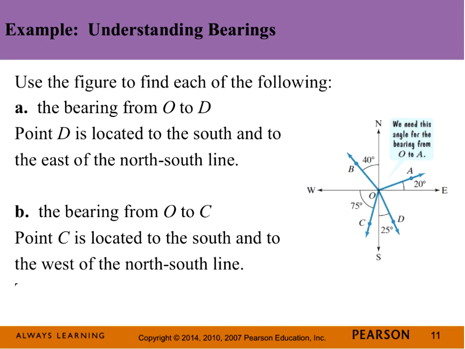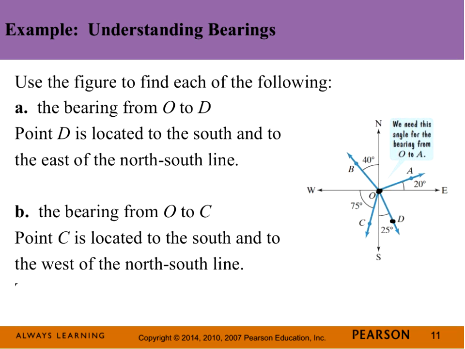All right. Okay, so we're given this diagram here off to the right. Notice that we haven't necessarily been given the correct angles because all of the angles that we would talk about with bearings would be measured from the north-south line. So the first question asks us the bearing from O, the origin here, to D. So D is right here.